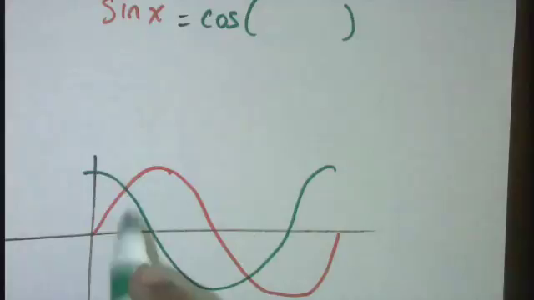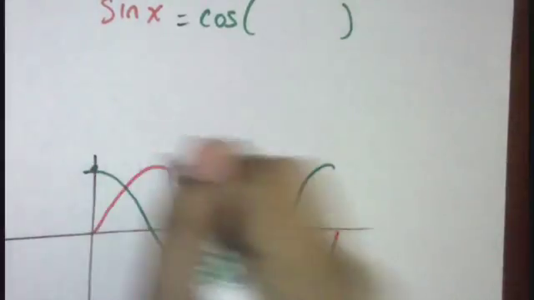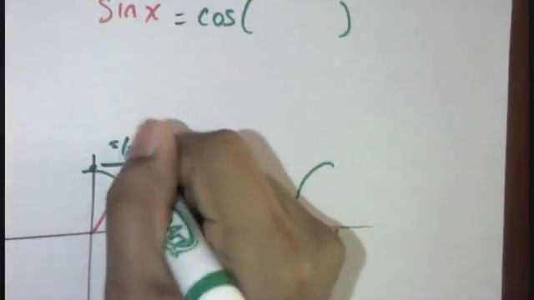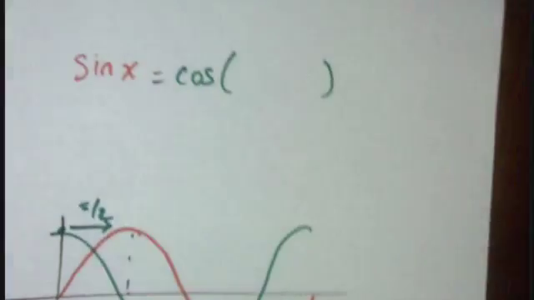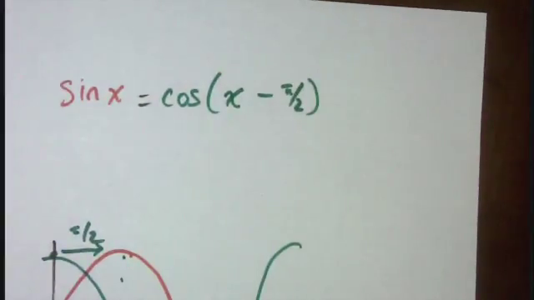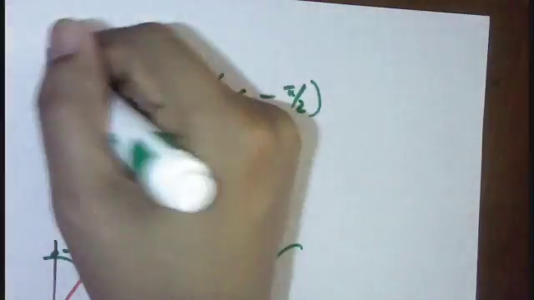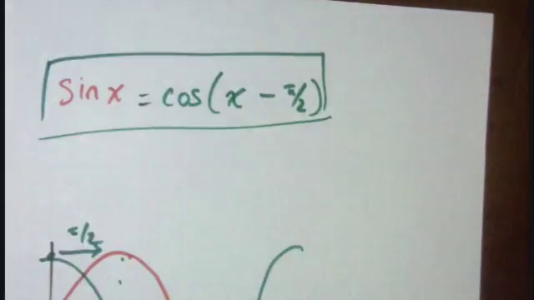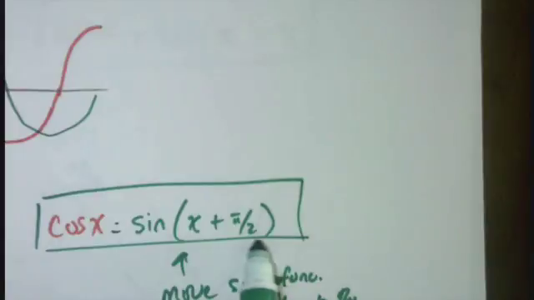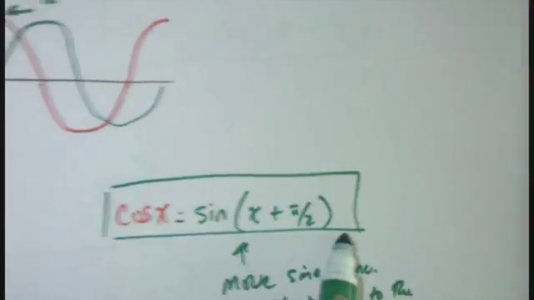Okay, so if I want to go from cosine to sine, remember that's going to happen when sine is pi over 2, which means I need to go to the right pi over 2 units. When I'm going to the right, what I should fill in here is going to be an x minus pi over 2. So a sine function is always equal to cosine when the cosine graph is shifted pi over 2 units to the right. You'll want to box that in because that will come up later on too. And the cosine function will equal sine when the sine function is moved to the left pi over 2 units.